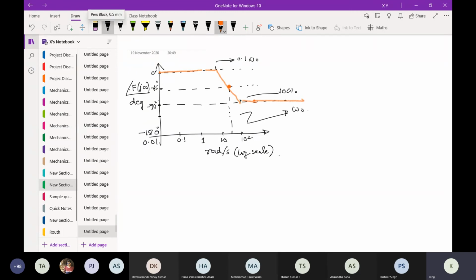The real plot actually looks more smoother. It is probably going to go a little beyond this and curve a little here and join like this. I think you will recall that you have seen similar plots when you have done your vibration course.